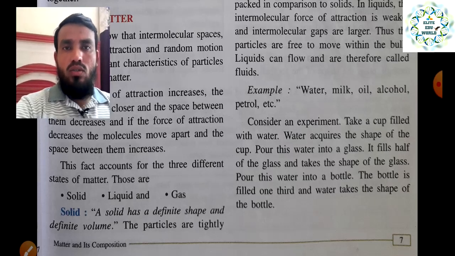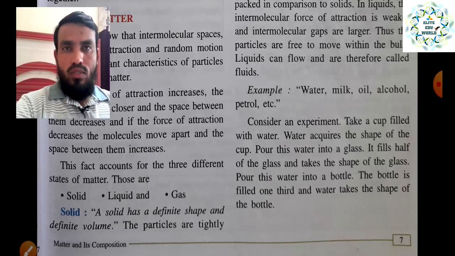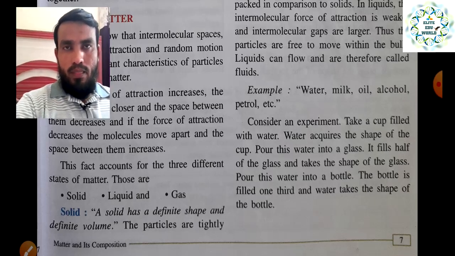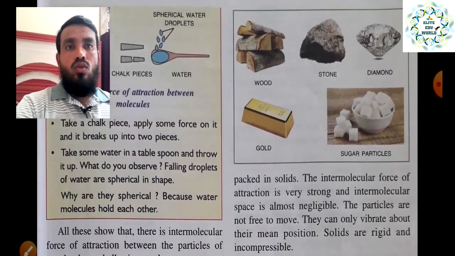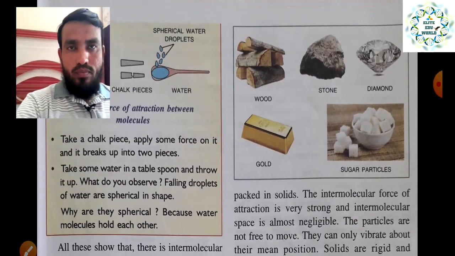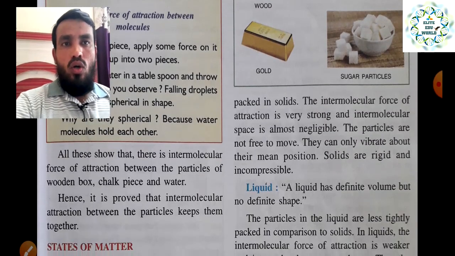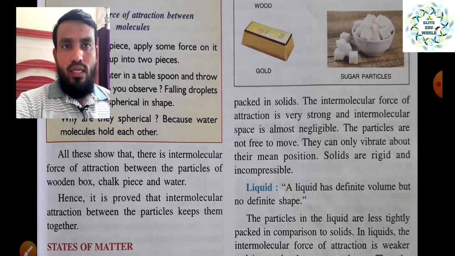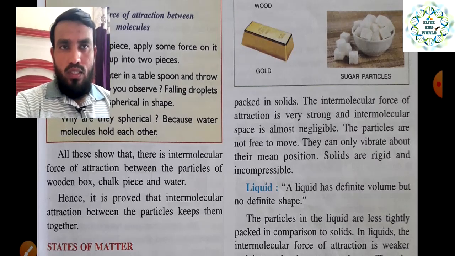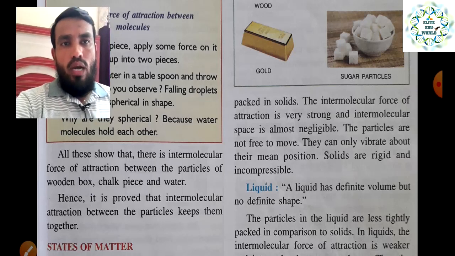In a solid, a solid has a definite shape and definite volume. This we have seen in the beginning of this chapter. Why does it have both of these characters? Because the particles are tightly packed together, right? If the particles are tightly packed together, the intermolecular forces are more, so the intermolecular space is less, and they are strongly attracted together. That is why it feels hard and not free to move. The particles will move only about a mean position; they cannot move to another place, they can only vibrate about the mean position.